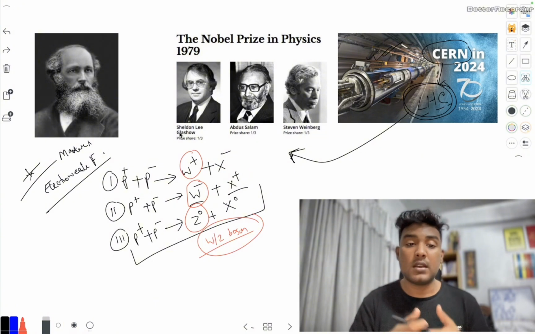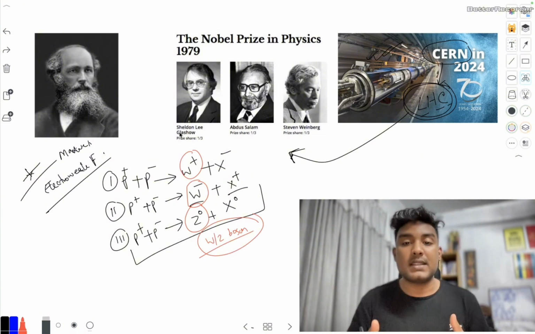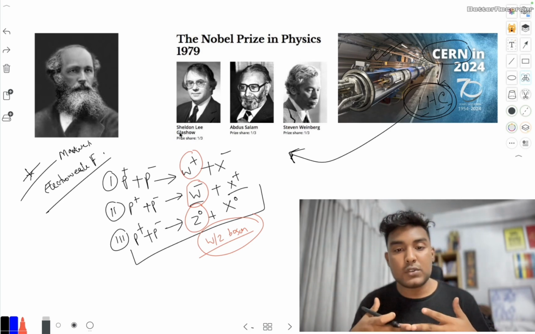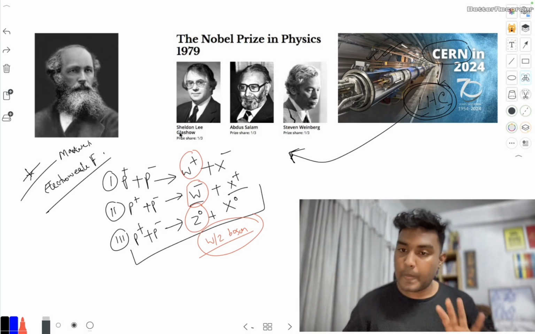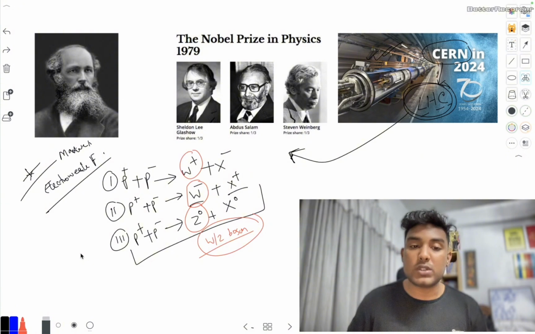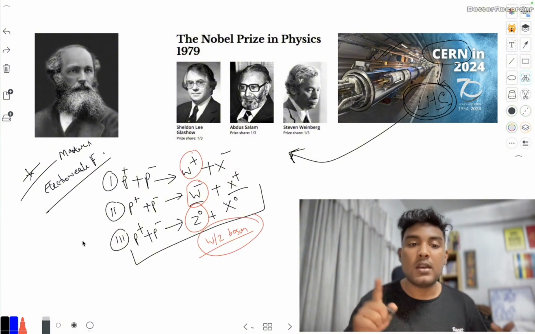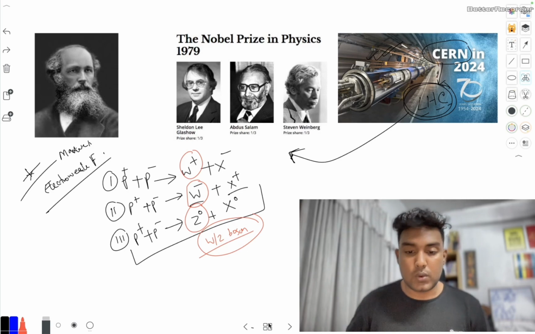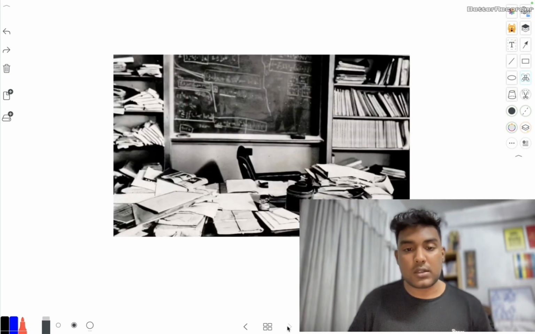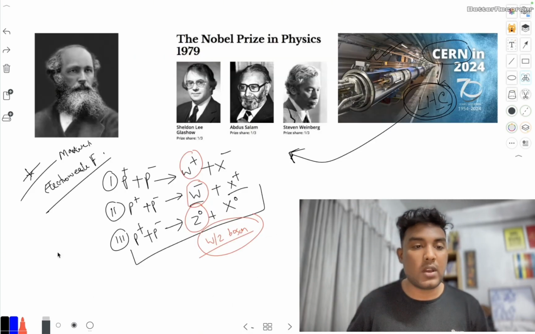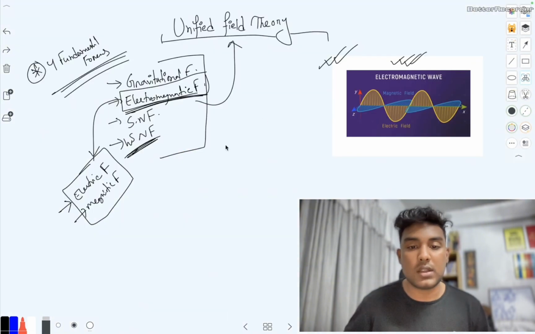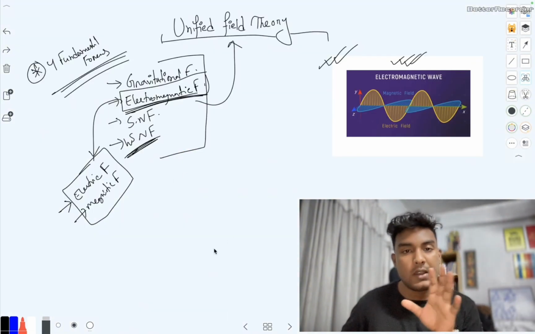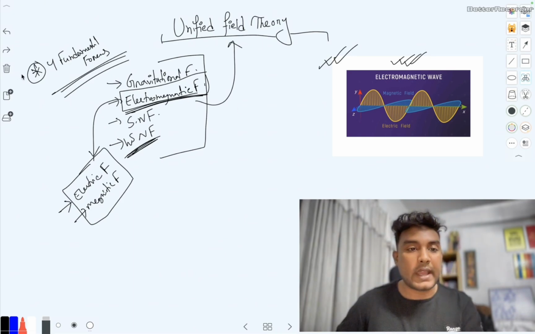We learned that the electroweak force really exists. So we combined two fundamental forces and we got the electroweak force. So these are the two things: Maxwell's electromagnetic force and these three scientists' electroweak force. If we plot all of these things together, we get the picture of the unified field theory. It is going to be like this.